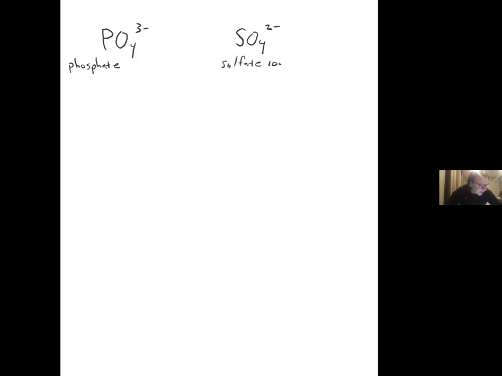I'll go ahead and call them ions. Each of these exhibits what we call expanded octet. So what I'm going to do for each of them is I'm going to show you 2 Lewis structures. One with the octet and one with the expanded octet.